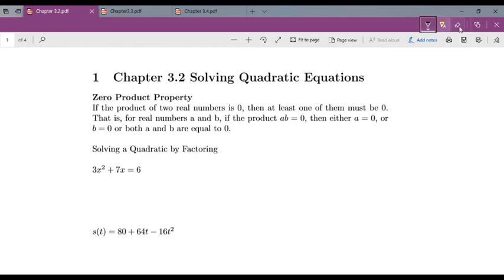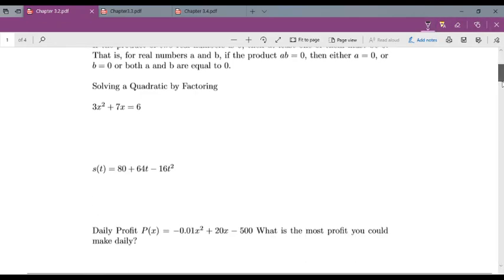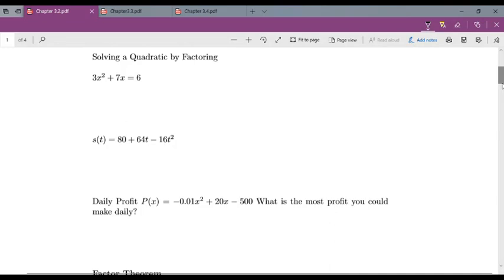If we look at our first example here, we've got 3x squared plus 7x equals 6. The first thing you're going to want to do is get everything on one side. So you've got 3x squared plus 7x, and you bring that 6 to this side, so we'll subtract it over, and then it'll equal 0. Now you have to worry about factoring. So we're going to have our two parentheses here, and we're going to set that equal to 0.